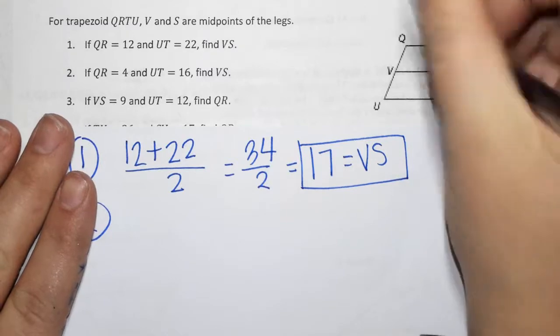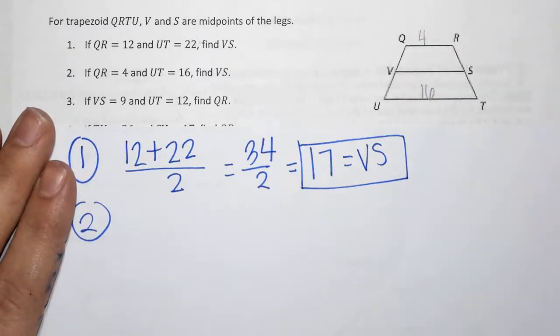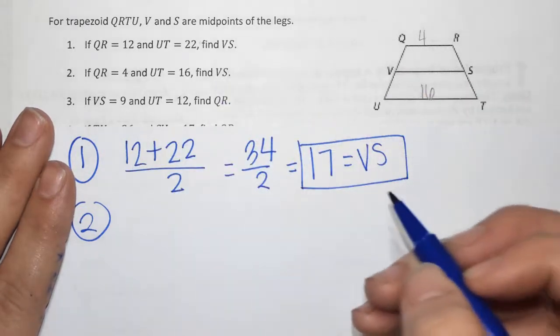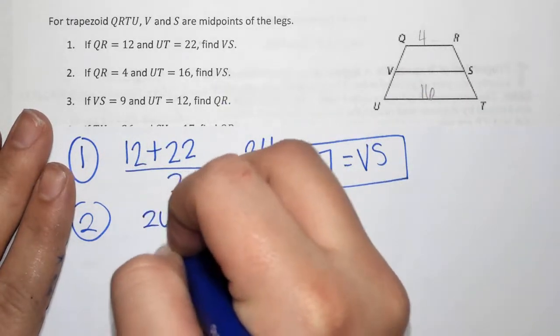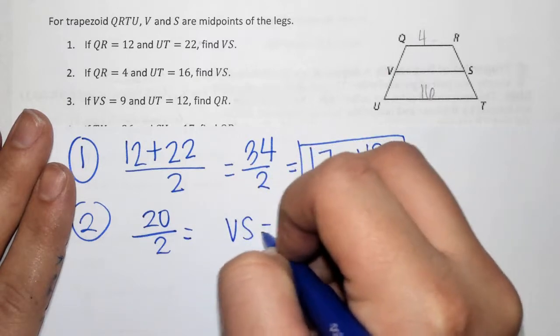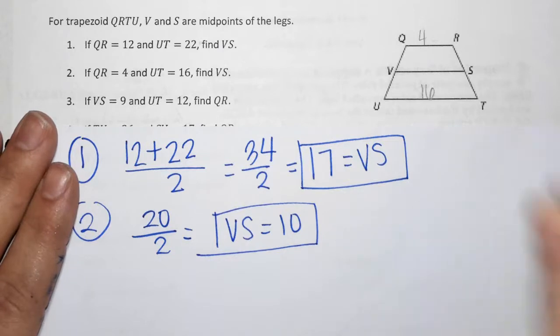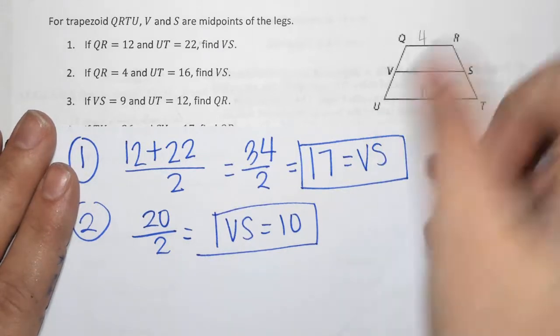See, I like to erase mine and then rewrite what I have. 4 and 16. Well, find the average. 4 plus 16 is 20. 20 divided by 2, we get 10. So VS is equal to 10. Okay, we do step it up a notch.